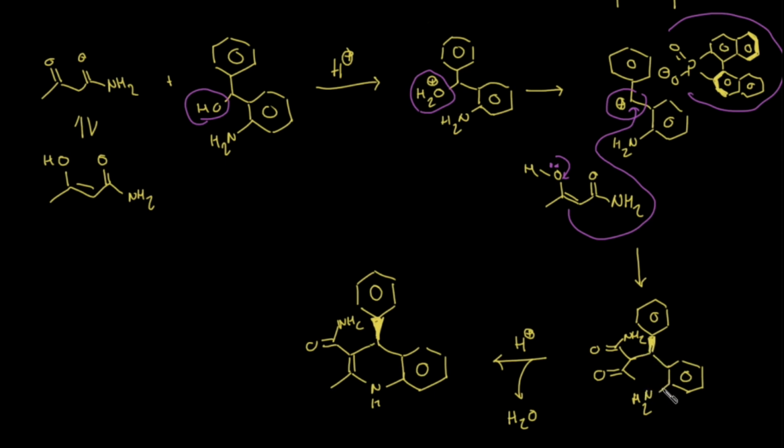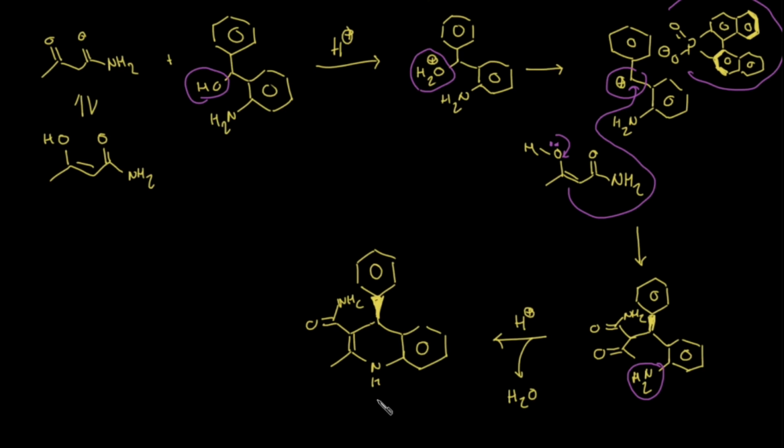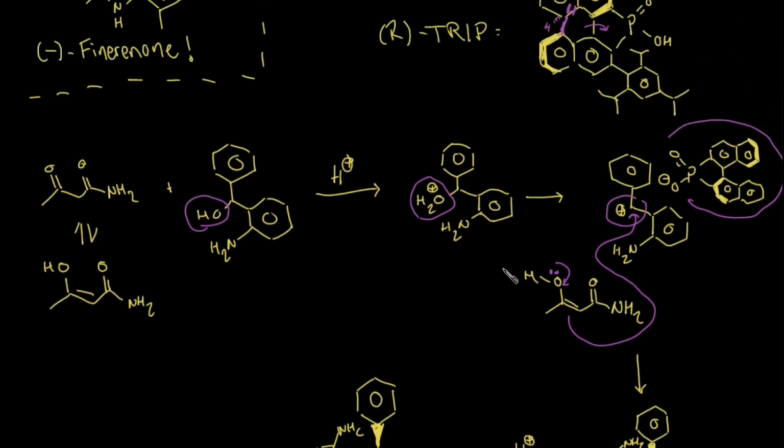And essentially what we lack now to get our final product is an imine formation between this carbonyl and this amine. And I've drawn it here as the enamine, but essentially this is also going to be in equilibrium with the imine intermediate. And this is the way they get their Finerenone product. So the question is, why is this movie still several minutes long? Because now they essentially have their final compound that they sought out to prepare.